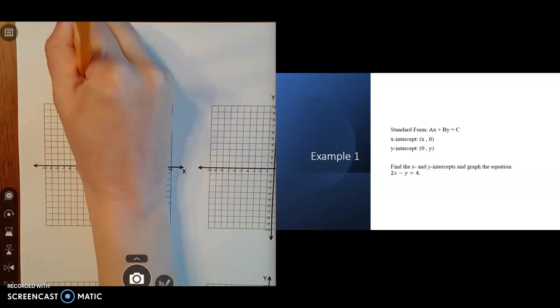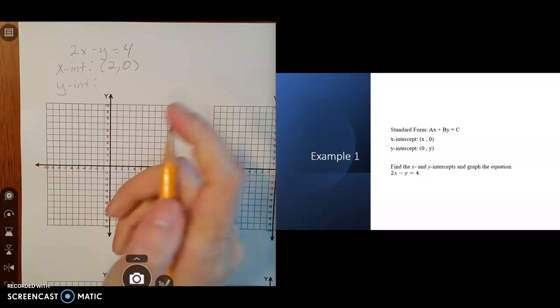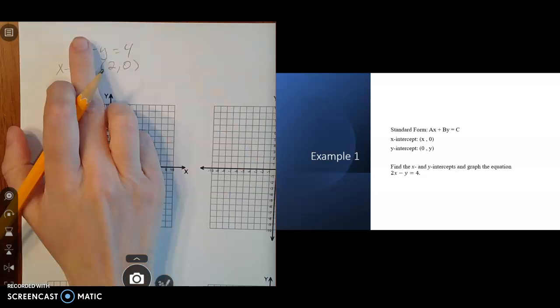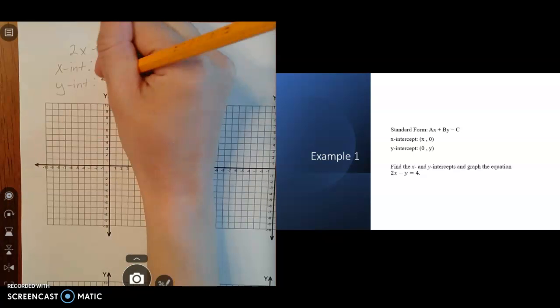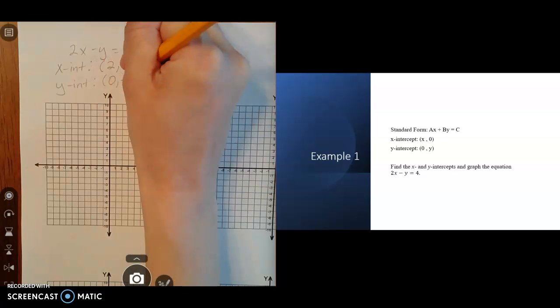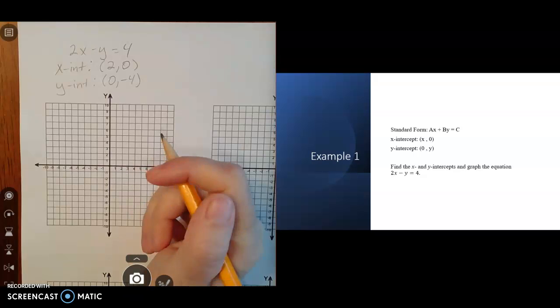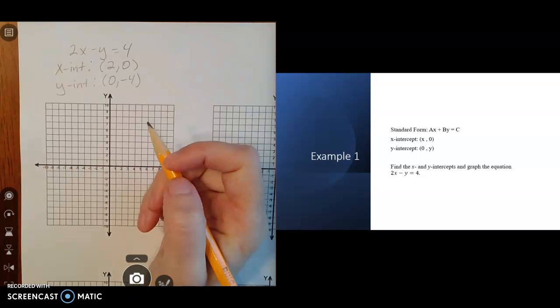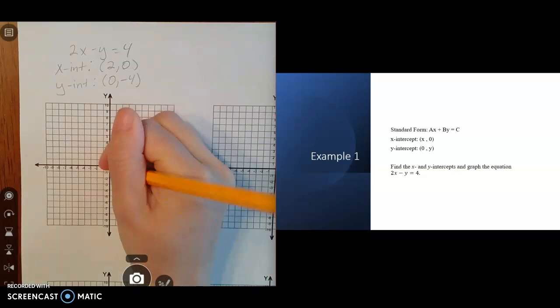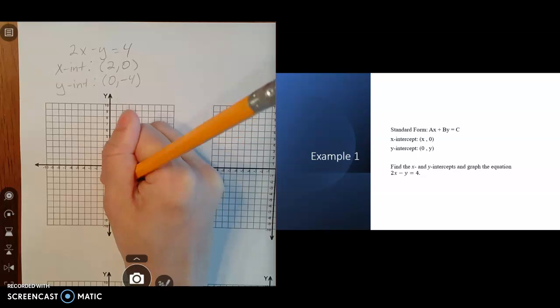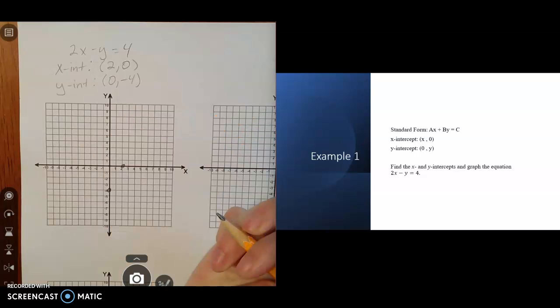Y-intercept, I'll do the same thing, except that this time x is 0. So I'll just cover up the little x part of it, and now what I have is negative y equals 4. So if I divide both sides by negative 1, I'll have my y-intercept happening with the y value of negative 4. So my x is 0, my y value is negative 4. And now we have 2 points which will form a line, and we'll plot those on our graph down here. The x-intercept is at 2, 0. The y-intercept is at 0, negative 4. And you can literally connect the dots to form your line.